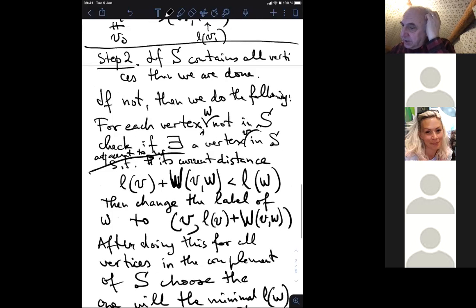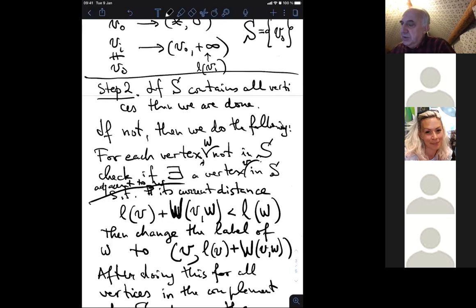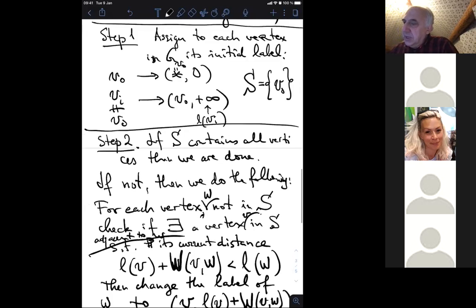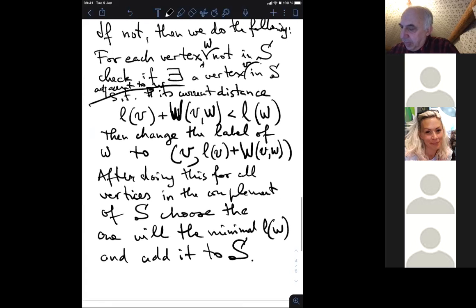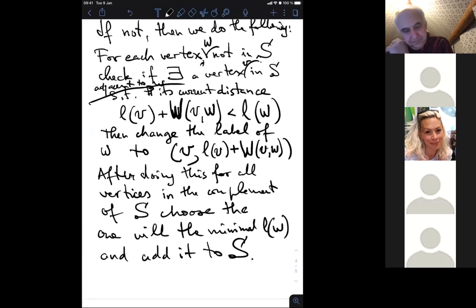So there are two situations when you will terminate the algorithm. Either you get all vertices already in S, then you have found all the shortest distances, or you are in the situation that all vertices in the complement of S have plus infinity at the second position of the label. That means that they lie in another connected component. You cannot reach any of them from your initial vertex V naught.